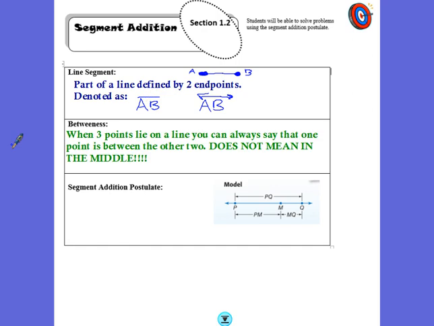Betweenness. The word betweenness means that we typically have 3 points that lie on a line. We can always say that one point is between the other two. Huge important part of this is that between does not mean the middle. It doesn't mean that it's directly in the middle. It just means it's somewhere between those points. So if I had point A and C, and I said point B is between that, that means that B could be here, it could be here, it could be anywhere in between here. It doesn't have to be in the middle.